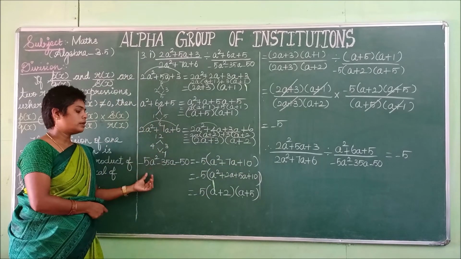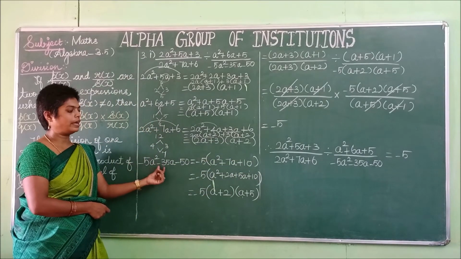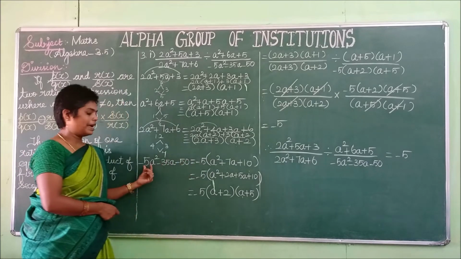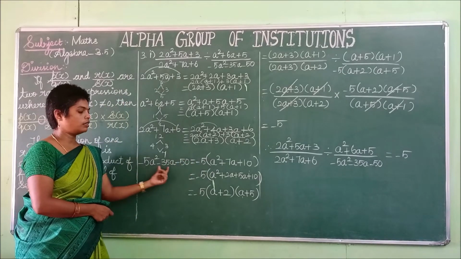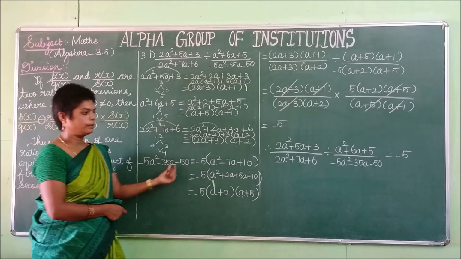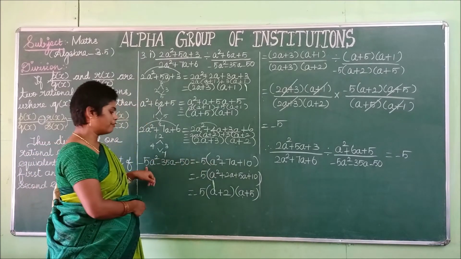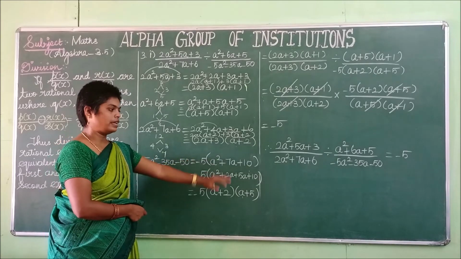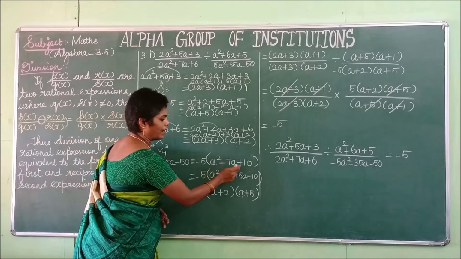So what is the last term? Minus 5A squared minus 35A minus 50. You can take minus 5 as common because all the coefficients come in the 5 table. So what are the remaining terms? If you take minus 5 outside, A squared plus 7A plus 10. So you have to find factors for that.